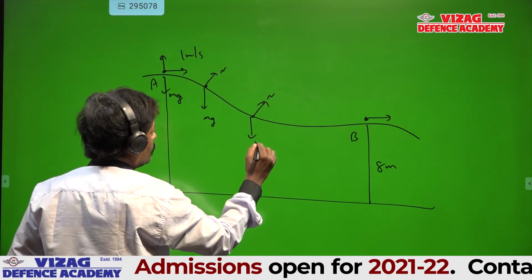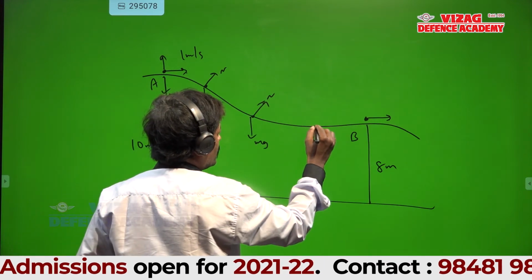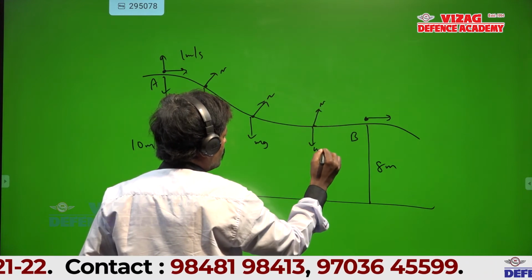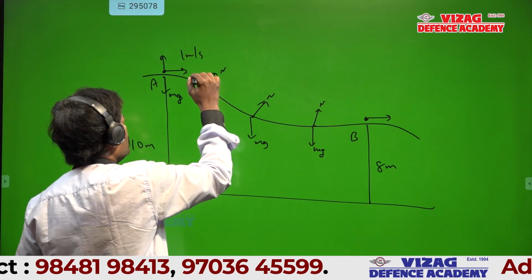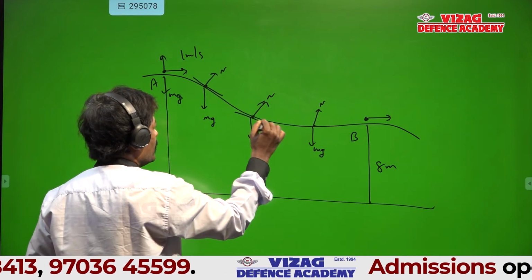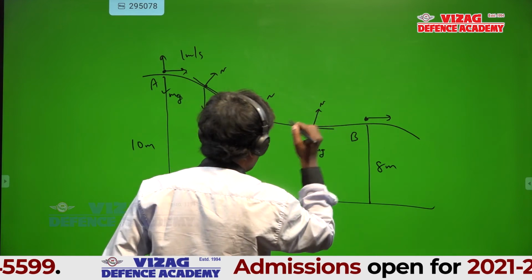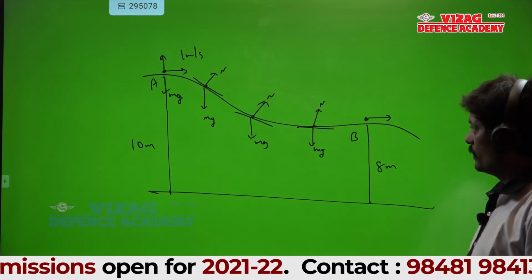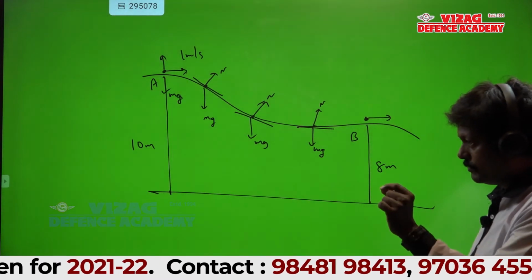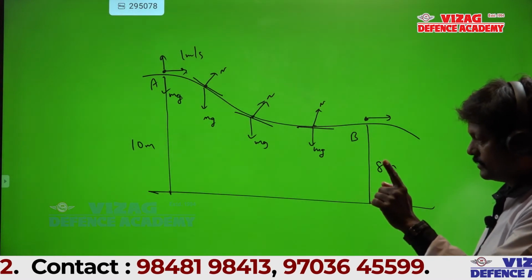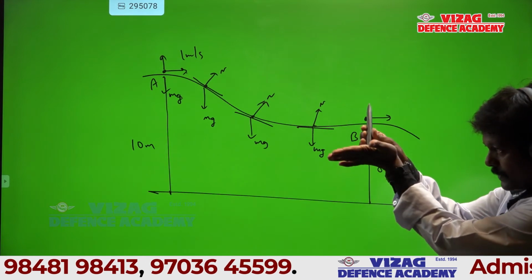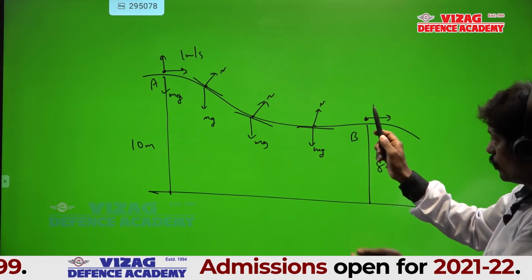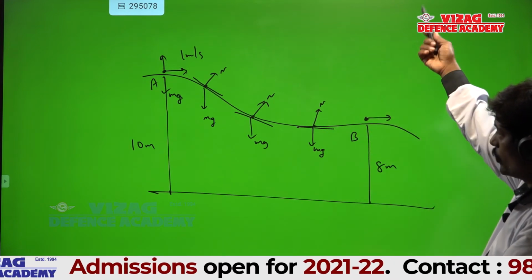Mg down. Here you have normal reaction, mg down. You have to put a tangent there, draw a tangent here, draw a tangent here. Now, if you look carefully, wherever the body has come, there you draw one tangent, draw one line perpendicular to the tangent. That is a normal reaction.